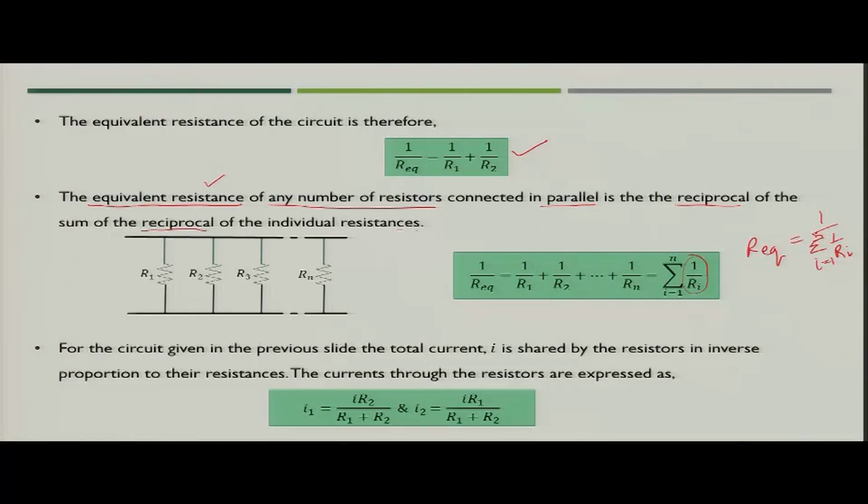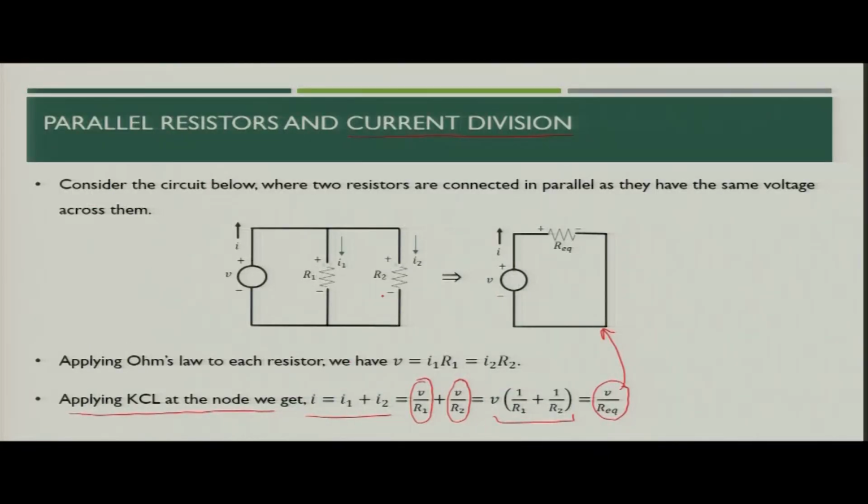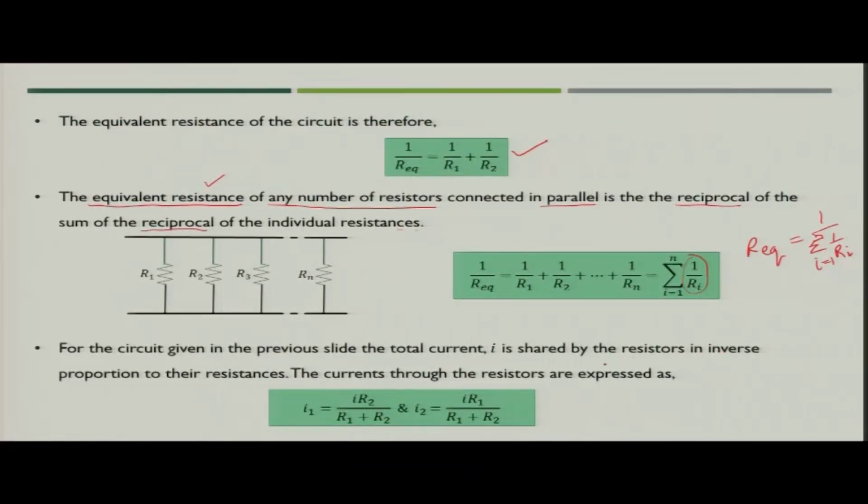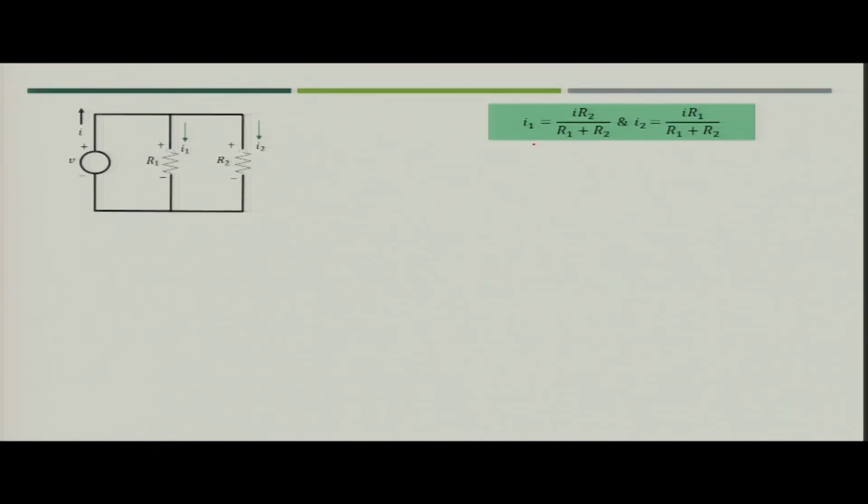Right. Now, when you talk about the current division, in the circuit which you saw in the previous slide, that is in this figure, if you apply current division, you will get the currents flowing through the individual resistors, which are expressed like I1 is equal to I R2 upon R1 plus R2 and I2 is equal to I R1 upon R1 plus R2. Now, you will ask how I will determine these values. So, let us see how you can find out the value of I1 and I2 by seeing this particular figure.